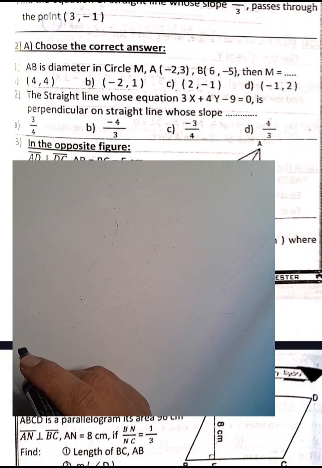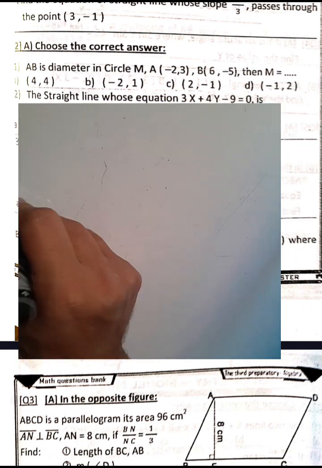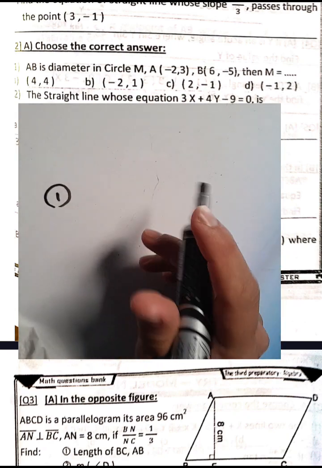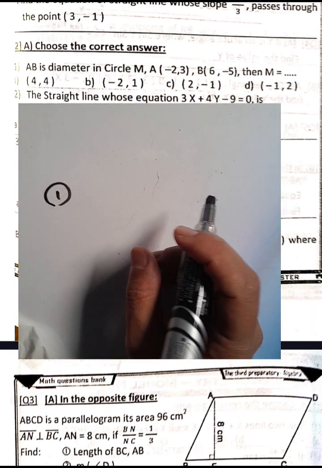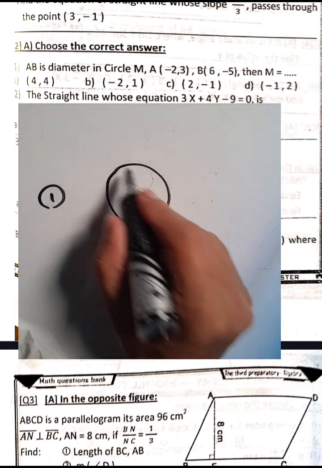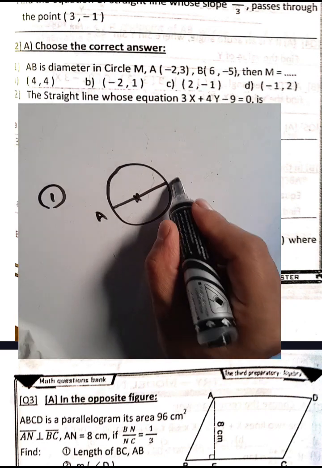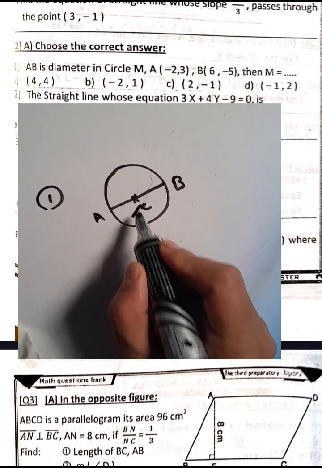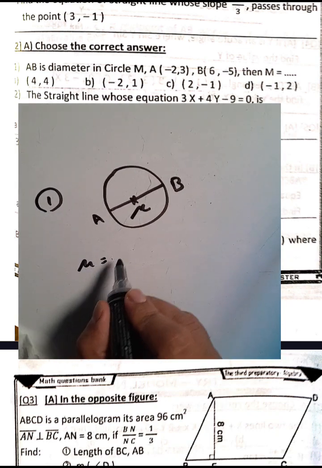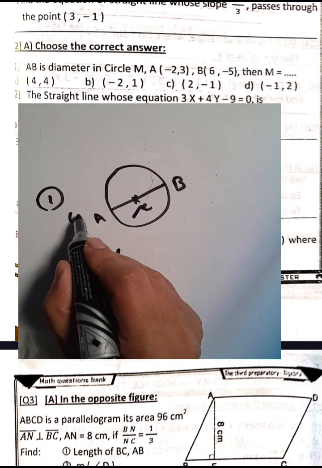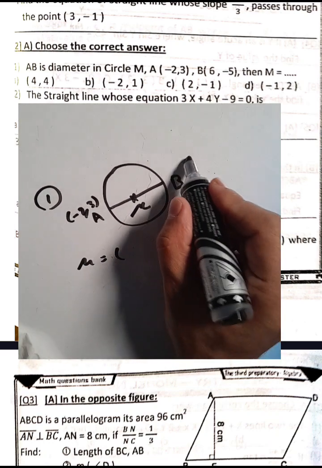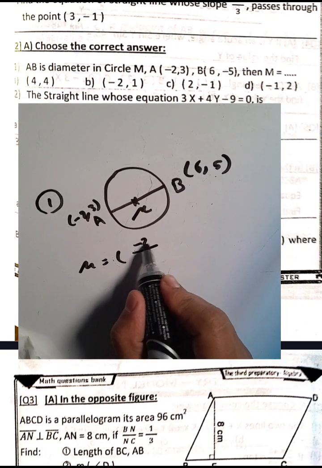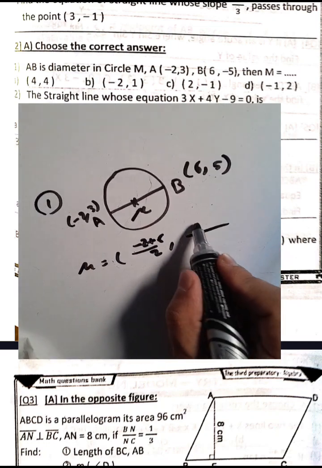Choose the correct answer. Number 1. If AB is the diameter of a circle with center M, and A is (negative 2, 3) and B is (6, negative 5), we want to find the center of the circle. The center of the circle lies between A and B, and AB is called the diameter. We can find the coordinates of point M using the midpoint rule, with A (negative 2, 3) and B (6, negative 5). We write x1 plus x2 divided by 2, and y1 plus y2 divided by 2.